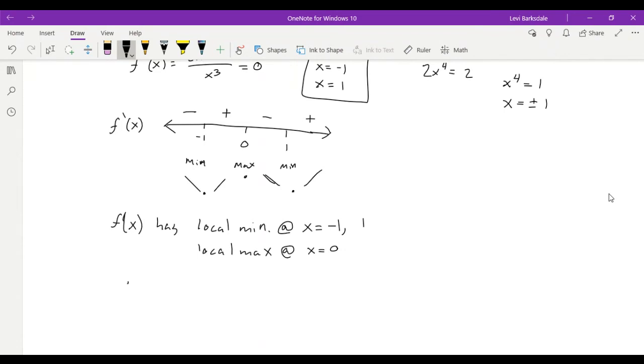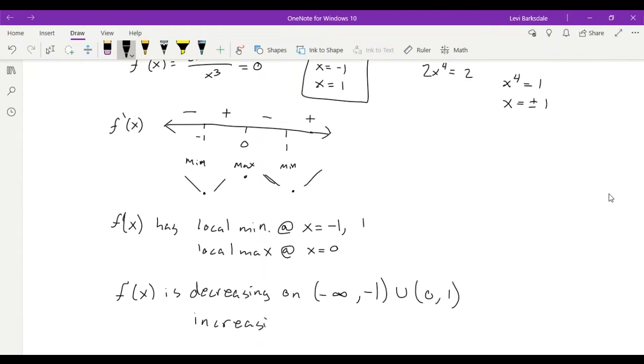and we can also say where f is increasing and decreasing, because if it has a negative slope, it's decreasing. So f of x is decreasing wherever its derivative is negative, which is negative infinity to negative 1, as well as 0 to 1, and it is increasing on the intervals where its derivative is positive, which should be negative 1 to 0 and 1 to infinity. Make sense?